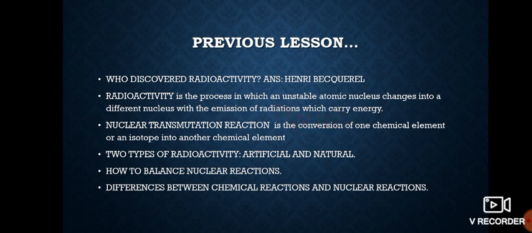We described what was meant by transmutation reaction, whereby one chemical element is converted into another chemical element. We also discussed the two main types of radioactivity, artificial and natural radioactivity. We also saw a brief explanation of how to balance nuclear reactions, and then we discussed the differences between chemical reactions and nuclear reactions.